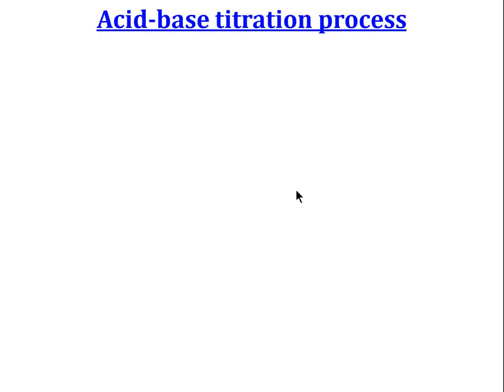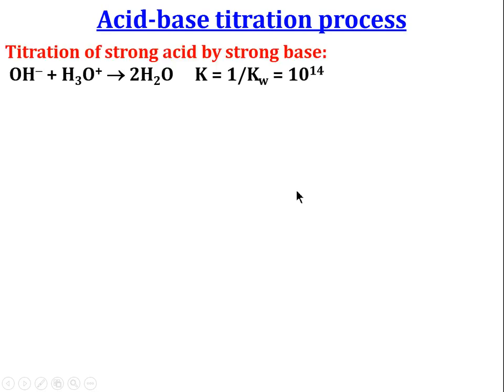In any acid-base titration, we have to write the reaction taking place. For example, in the titration of a strong base with a strong acid, the reaction is OH minus plus H3O plus giving 2H2O. We calculate K of the reaction: K equals 1 over OH minus times H3O plus, equal to 1 over Kw. So K equals 10 to the power 14, and the reaction is complete.